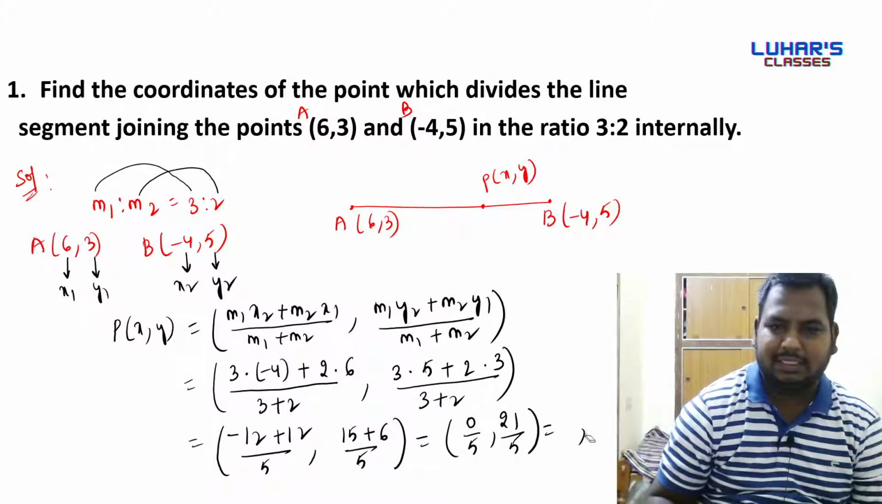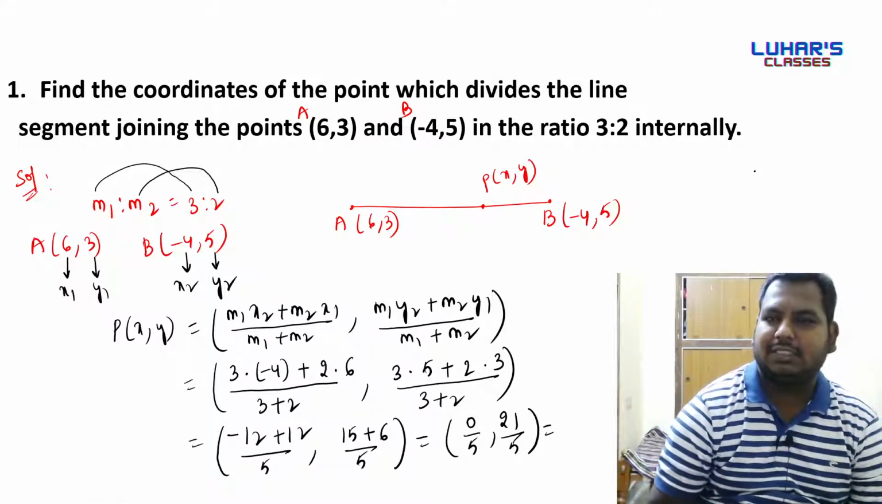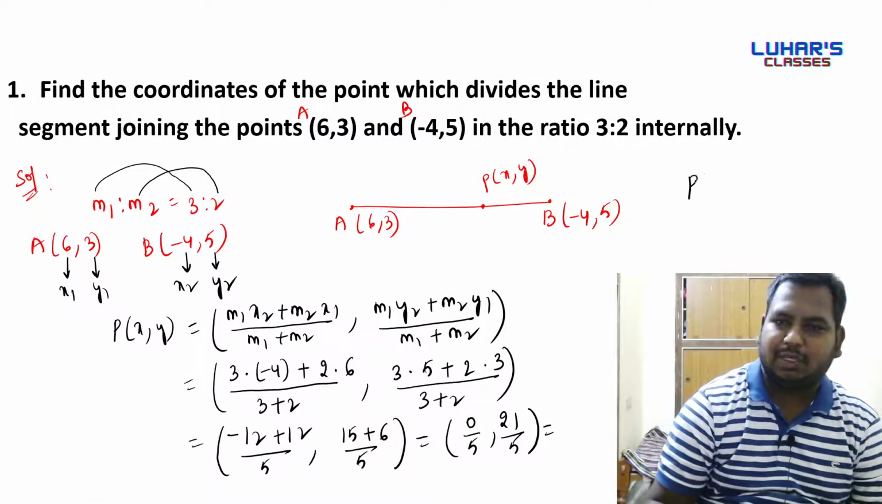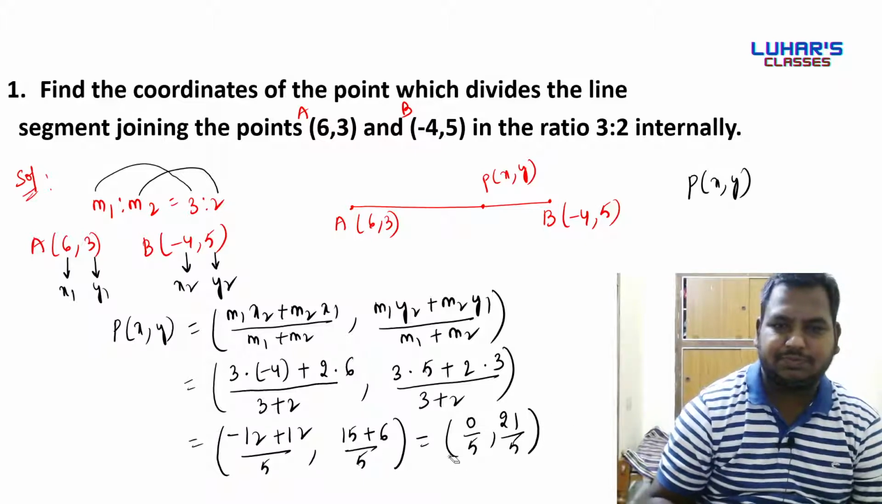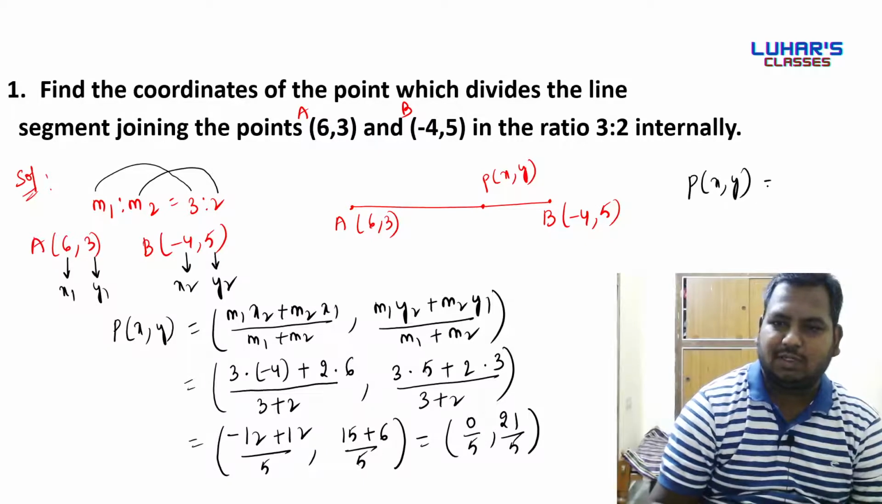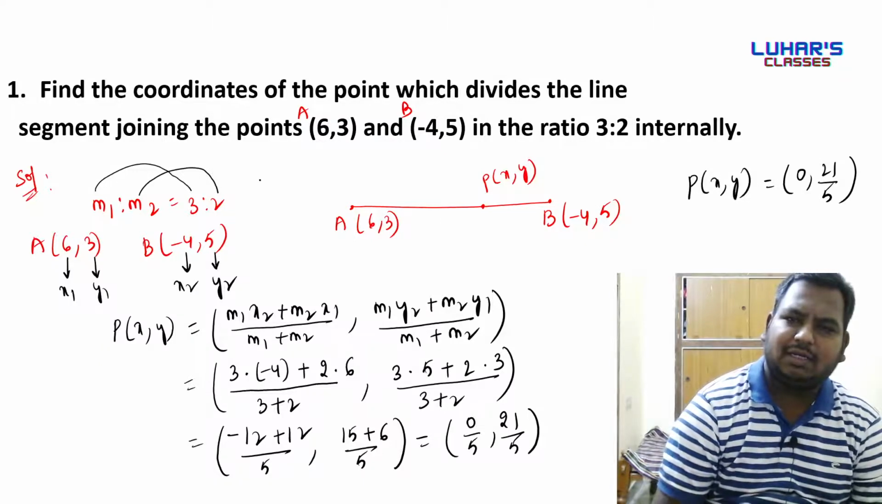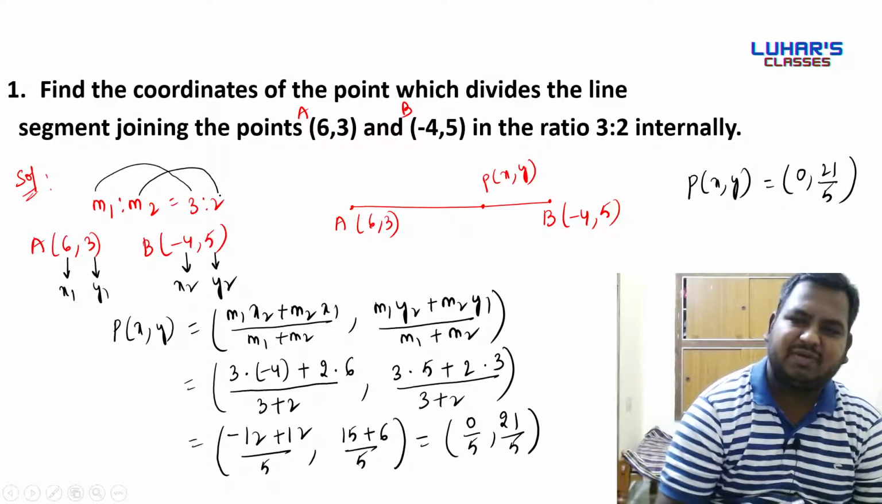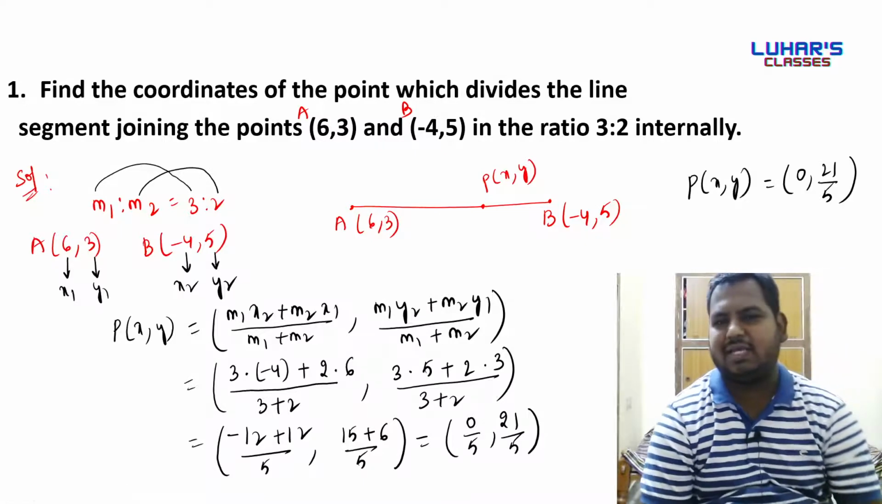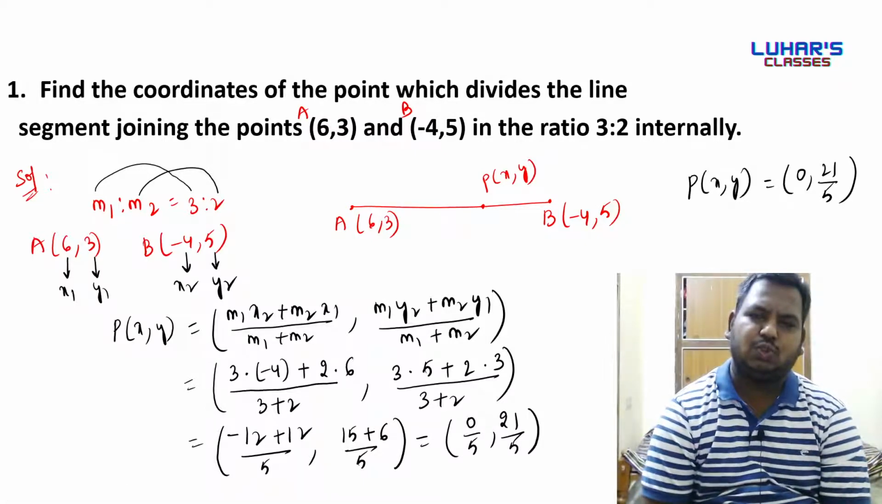Let me write here. So P of x comma y, finally, is equal to 0 comma 21 by 5. So this point 0 comma 21 by 5 is going to divide the line segment AB in the ratio 3:2. Done? Right?